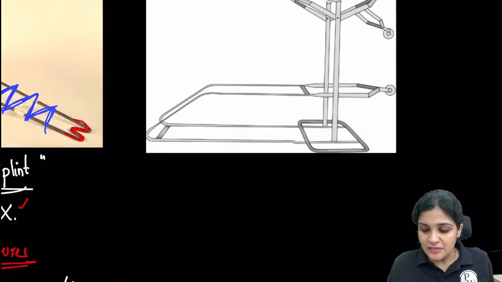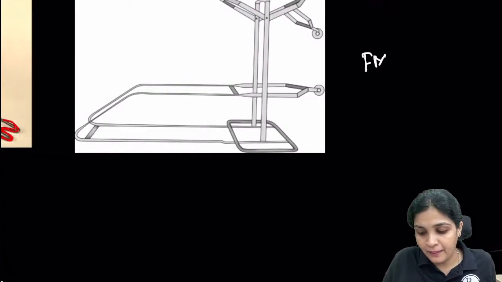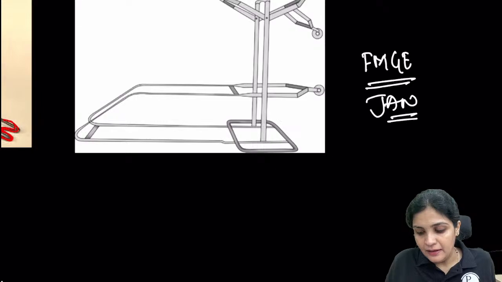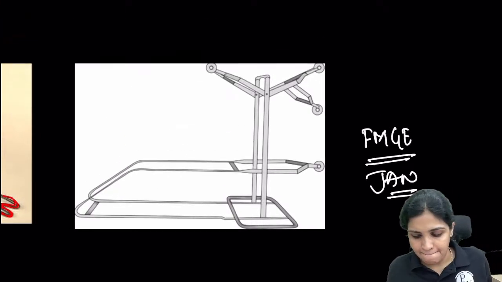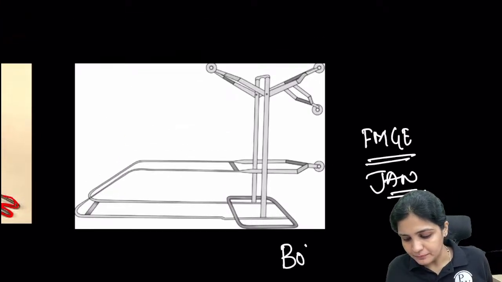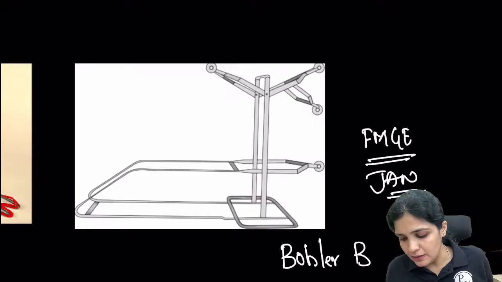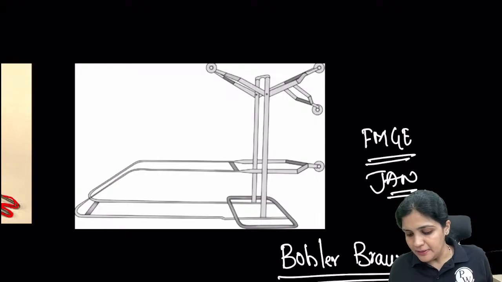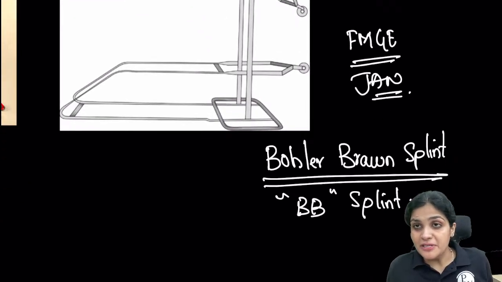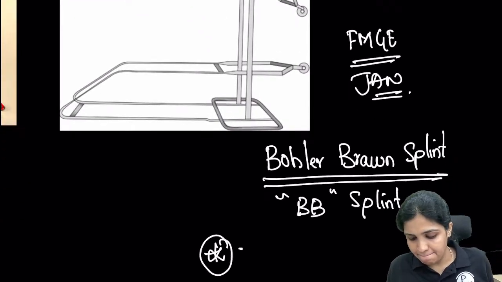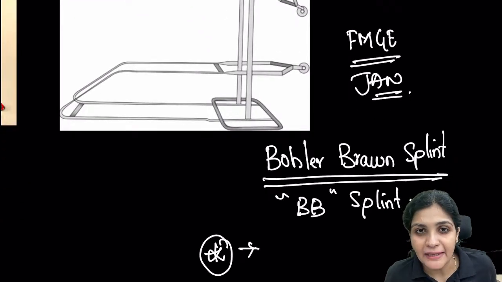And then what is this? This has been asked in the exam, FMGE. Recently they have asked. What is this? This is a Bohler-Braun splint, BB splint. Where is this BB splint used?